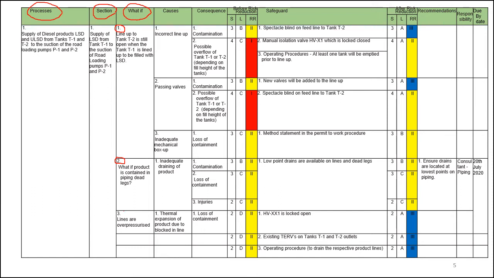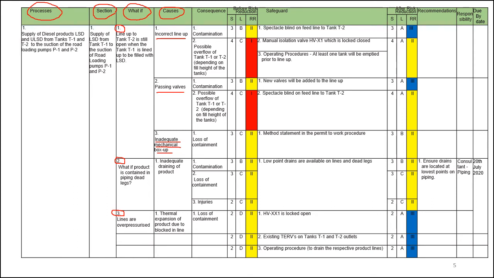We now look at column 4, which are the causes of the what-if. Firstly, the cause could be incorrect lineup of the valves. We can also have passing valves, as the second cause. Or we can have, 3, the inadequate mechanical box-up. Those are all causes of product going to the wrong tank.